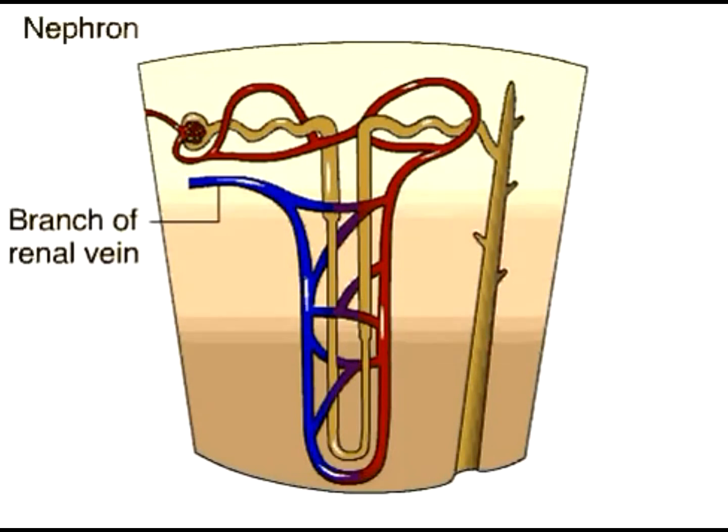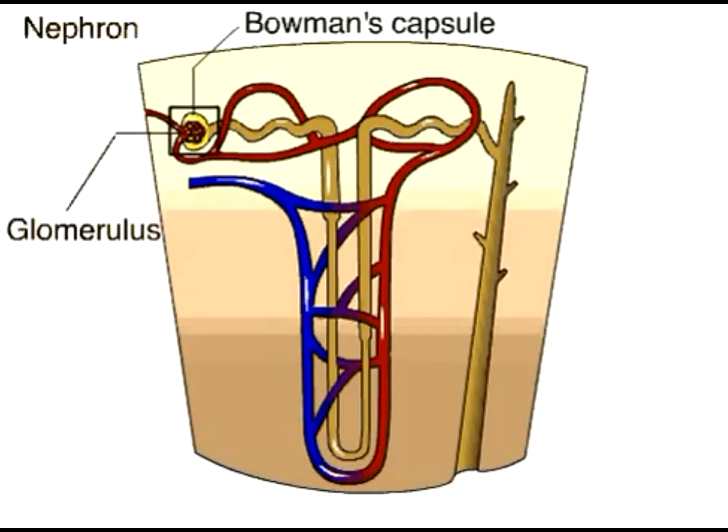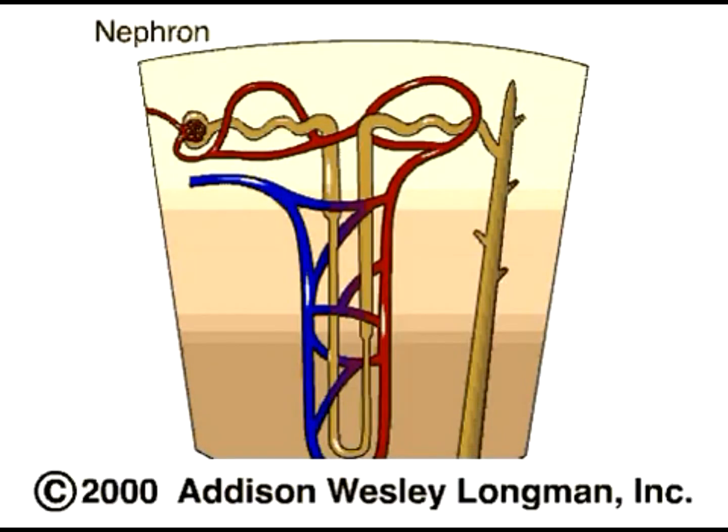Blood pressure forces fluid through the walls of a cluster of capillaries called the glomerulus, and it collects in the cup-shaped Bowman's capsule. The filtrate is refined as it passes through the twisted nephron tubule. Useful substances are returned to the blood, and the remainder collects as urine. Refined urine is carried by the collecting duct into the renal pelvis for excretion from the body.